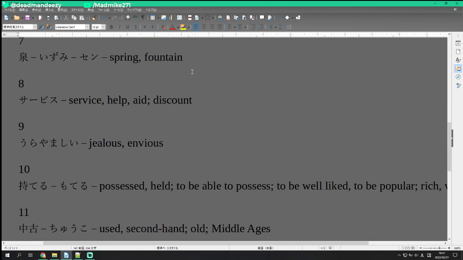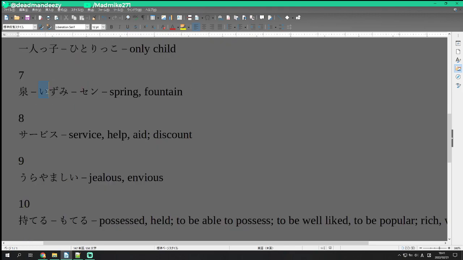Number 7 is sen or izumi. An izumi is a spring or a fountain with the radicals for white over our water radical. Because fountains shoot up and they start out water and then towards the top they're just kind of this white, mushy nothingness. So a spring or a fountain is white over water. Sen or izumi. Spring or a fountain.